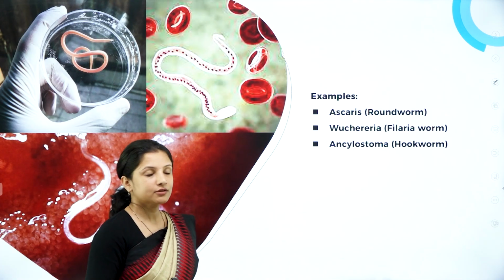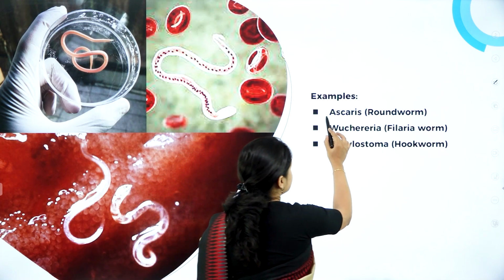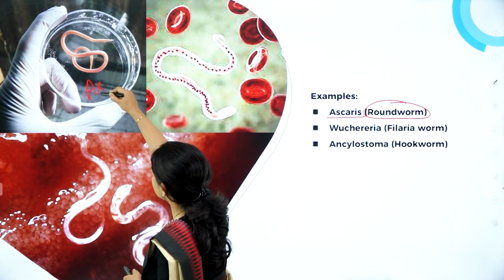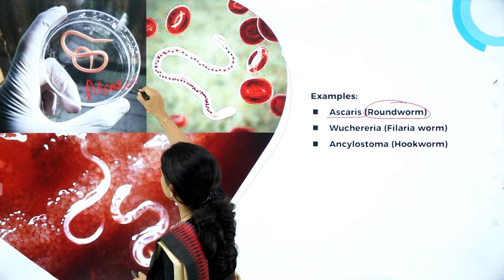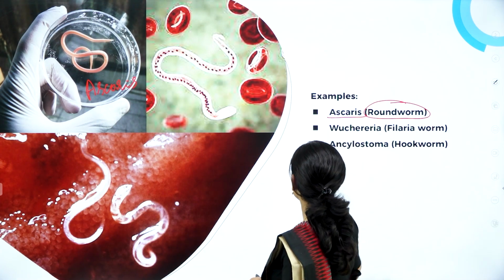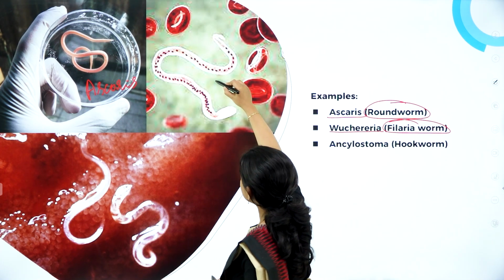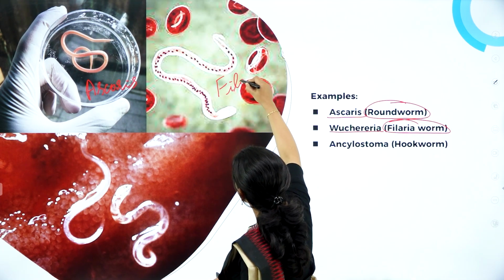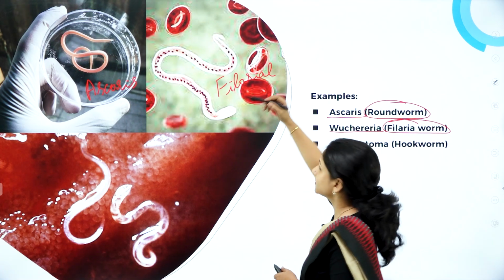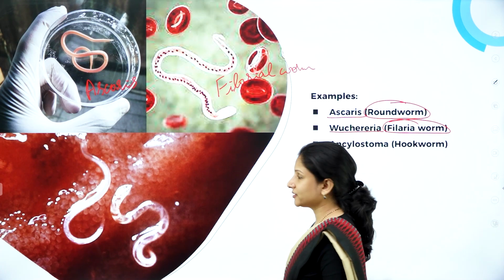So next, let's look into some of the examples under phylum Aschelminthes. We have Ascaris, which is also called roundworm. The male Ascaris is shorter than the female, which means the females are longer than the males. Then we have Wuchereria, which is also called filarial worm. It is responsible for causing filariasis, and it is an endoparasite. All these are endoparasites only.